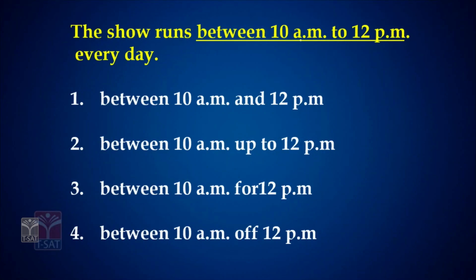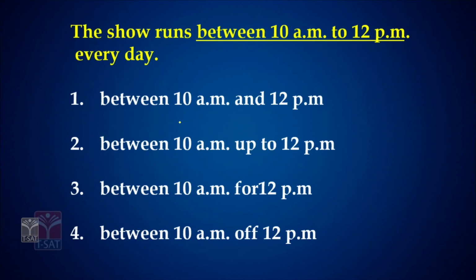She insisted that she was innocent. And the show runs between 10 a.m. to 12 p.m. every day. So, how to use the word between? Generally, when we refer to duration, we say the office works from 10 to 5, or the office works between 10 and 5, or the office works from 10 till 5. So, we know from, to or from, until, but when we use between, it takes and.